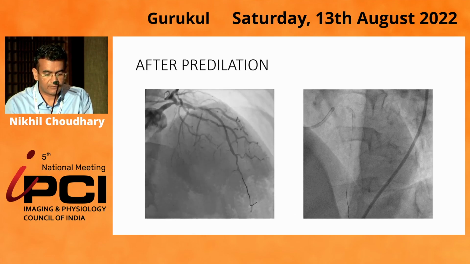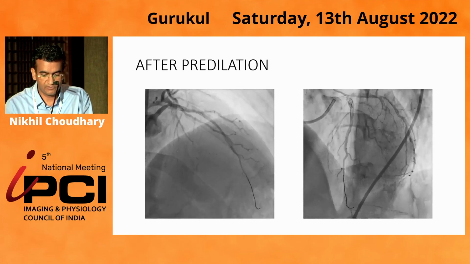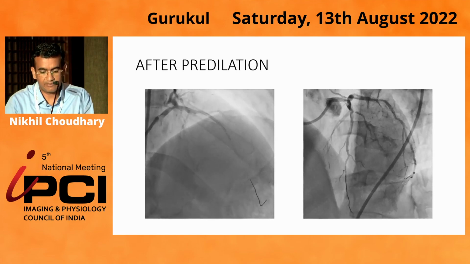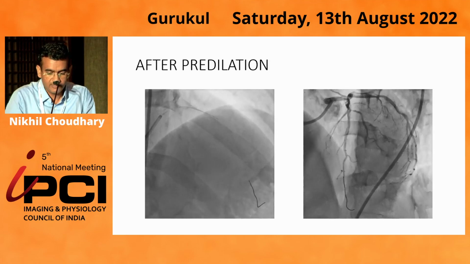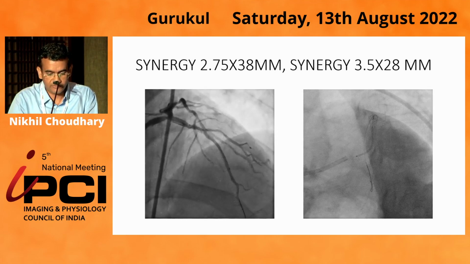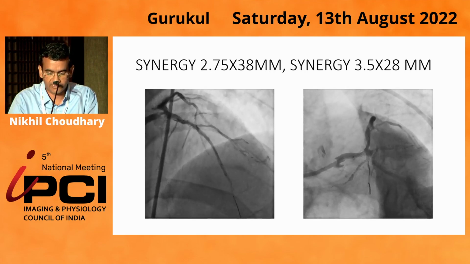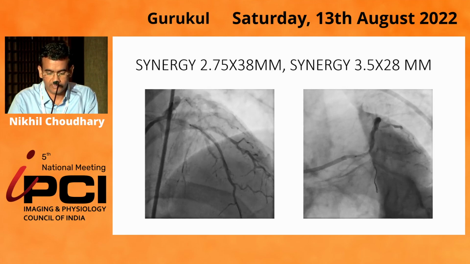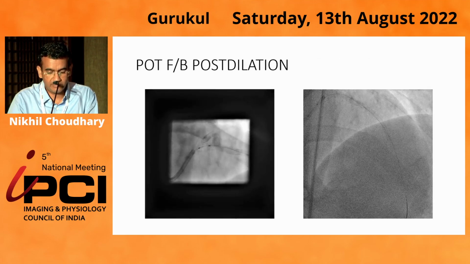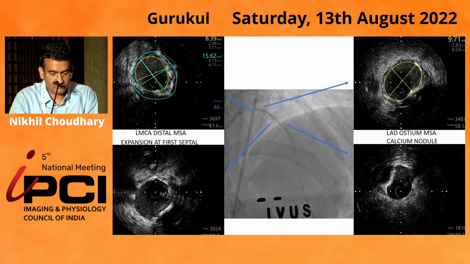And this was the result after pre-dilatation. A lot of dissection. So here again, I was afraid whether I'd be able to put a stent across or not. But thankfully, Synergy crossed successfully: 2.75x38 in the distal to mid-LAD and 3.5x38 in the left main to LAD. Then I did a POT followed by some post-dilatation all around.